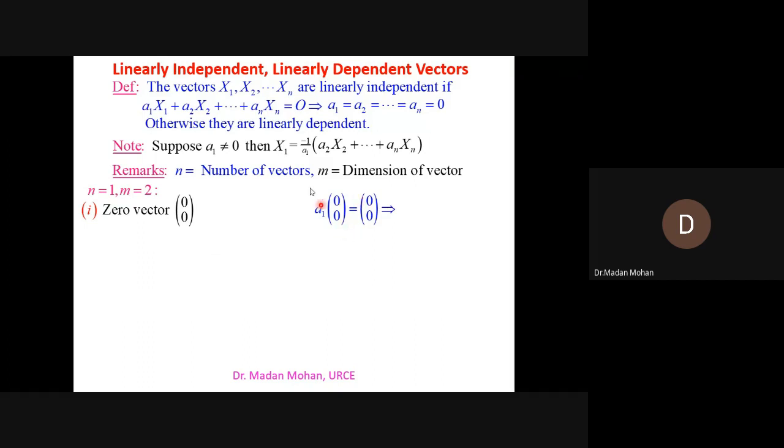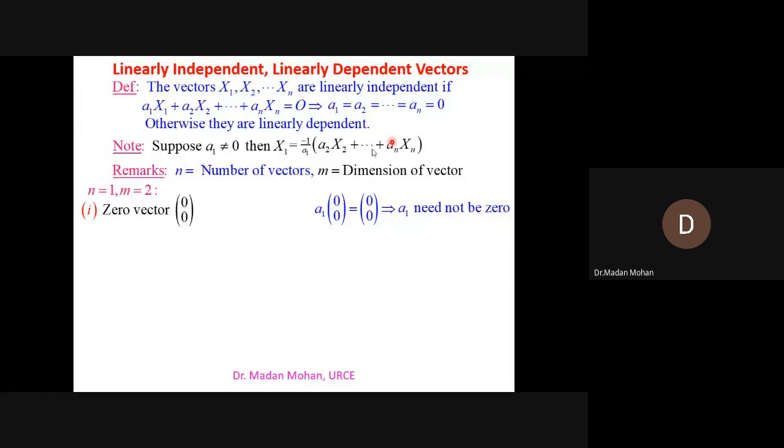Why? Observe it. Suppose a1 x1, where x1 is the zero vector, equals the zero vector. This implies a1 should be 0? That is wrong, please. a1 into 0 is 0, so a1 need not be 0.